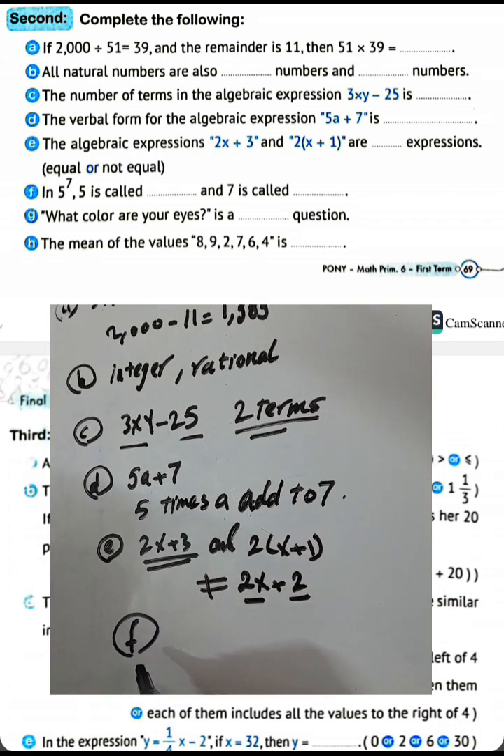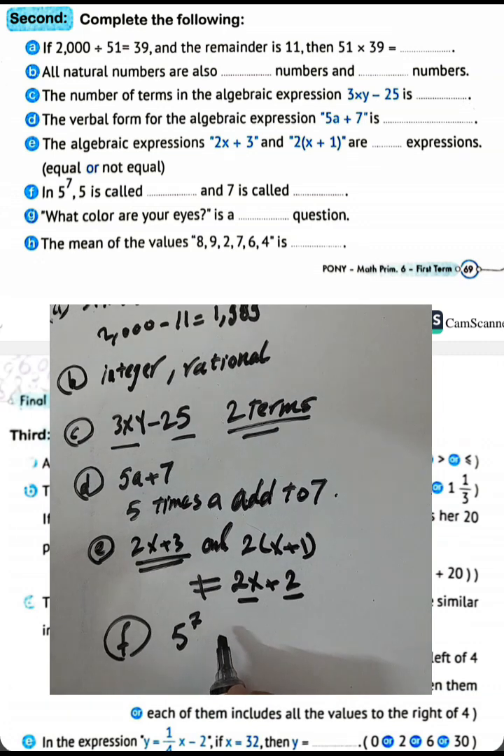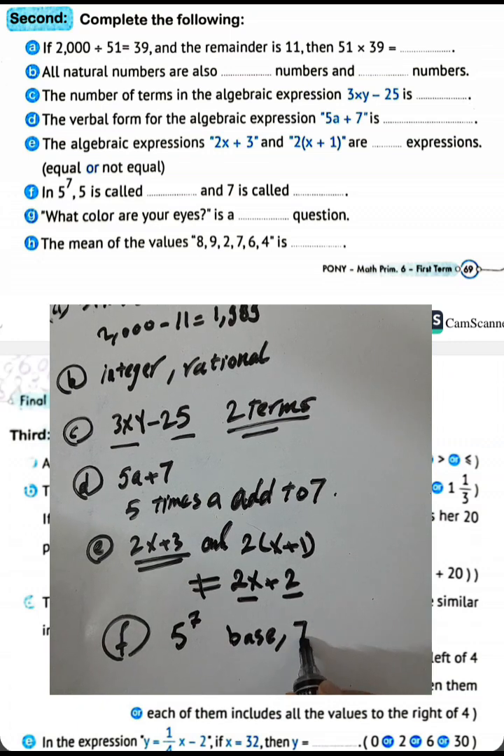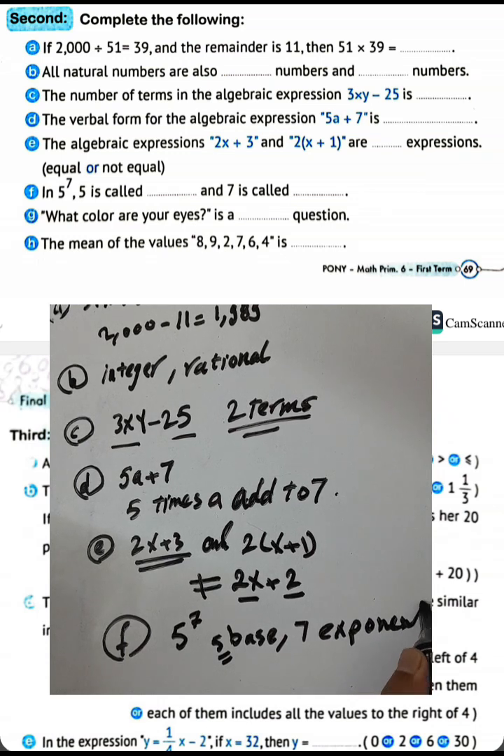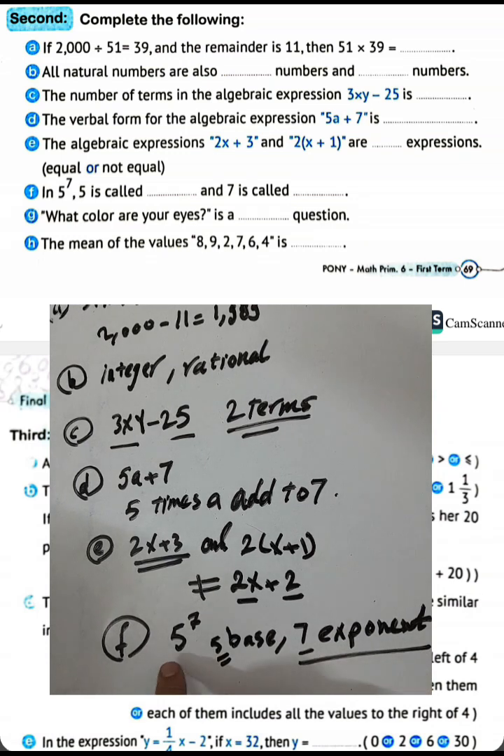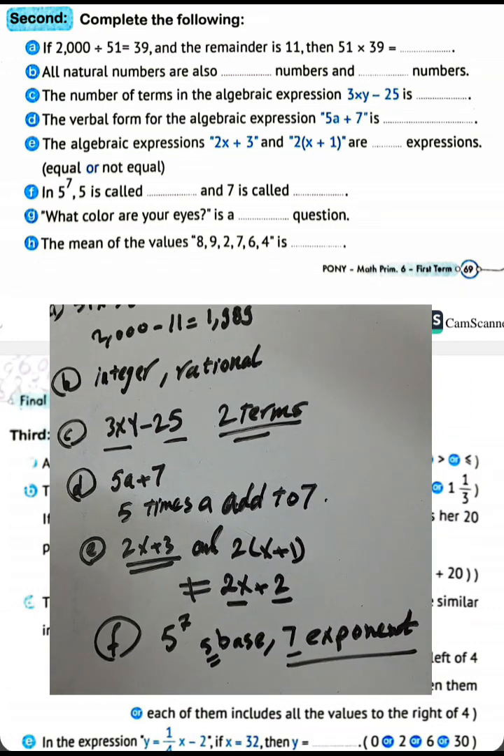Question letter F. In 5 power 7, we call 5 the base, and we call 7 the exponent. Okay, 5 power 7: 5 is the base and 7 is the exponent.